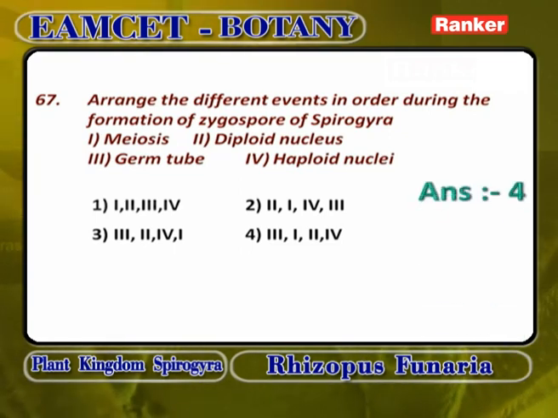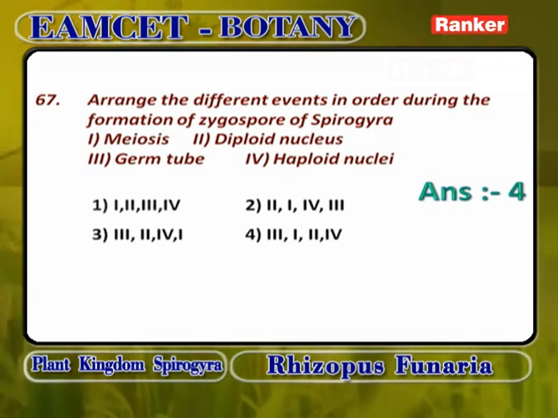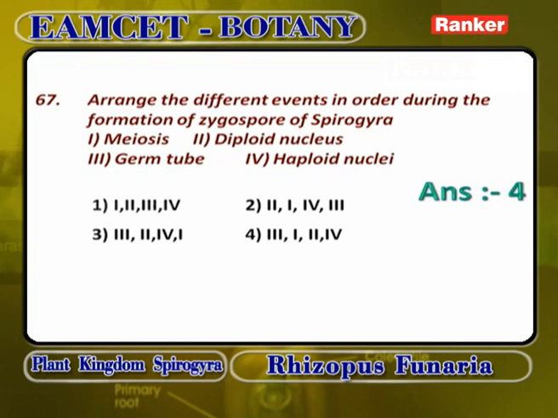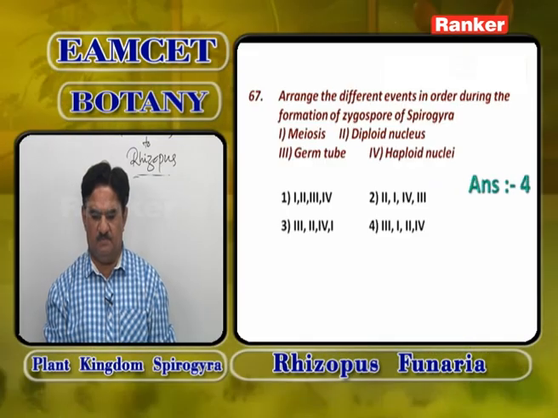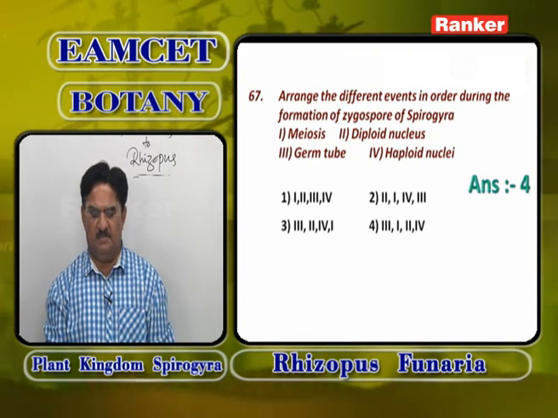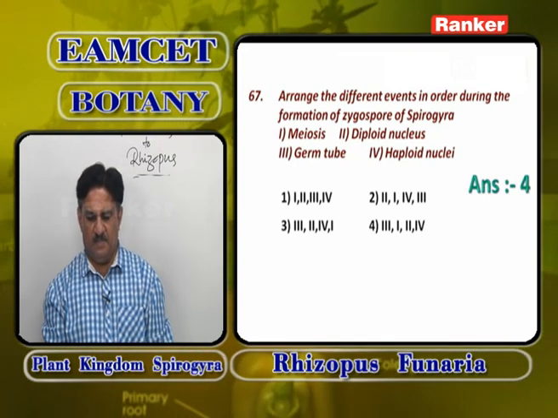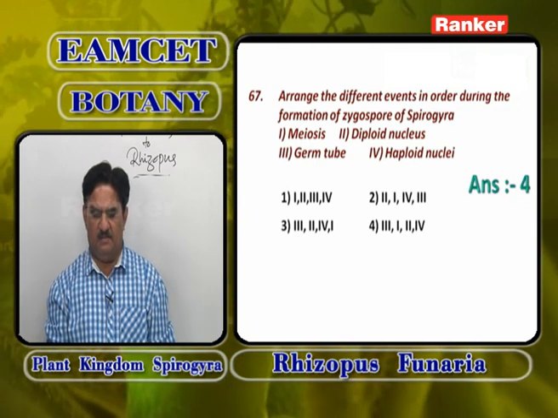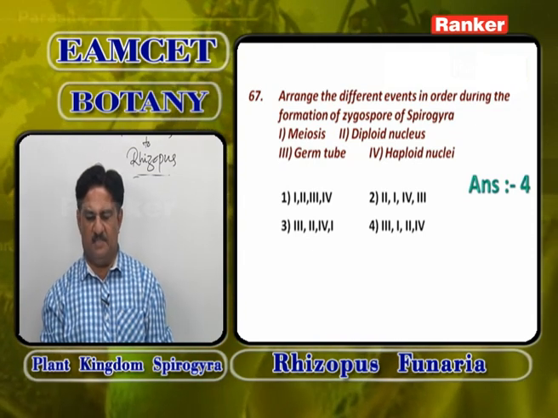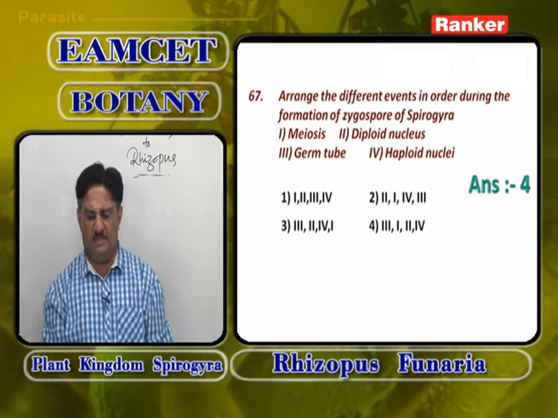Arrange the different events in order during the formation of zygospore of Spirogyra. First is always germ tube. First germ tube, then meiosis, then diploid nuclei, then haploid nuclei. So, the answer is 4, 3, 1, 2, 4. Germ tube, first meiosis, then first diploid nucleus, then meiosis, then haploid nuclei. Answer is not 4, it is 2, which is 2, 1, 4, 3.